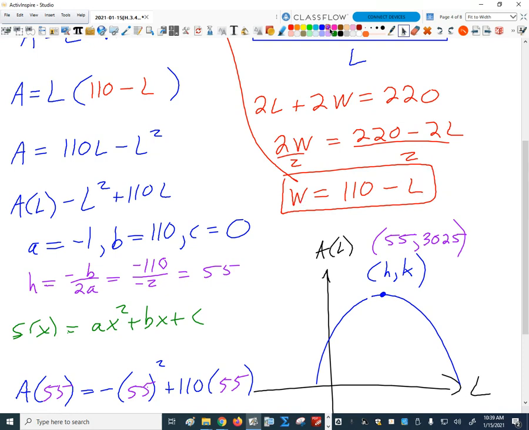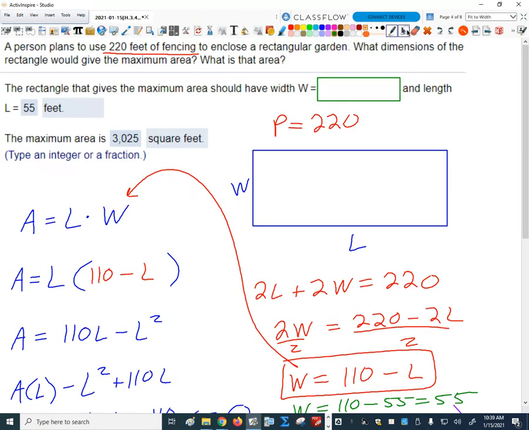So W is going to end up being 110 minus 55. Well, that's 55. What do you know? Is that a surprise? If we were trying to find the most efficient rectangle for enclosing area, we got a square. That kind of makes sense, doesn't it? I bet you guys could have probably made an educated guess about that from the beginning if you'd scratched your heads a little bit and thought about it.